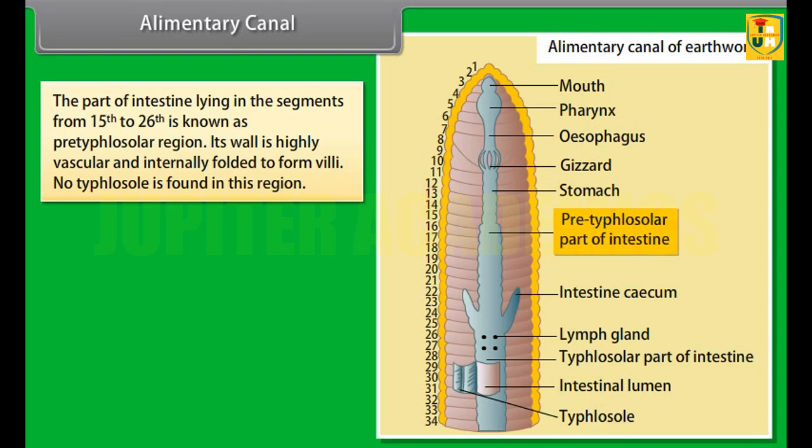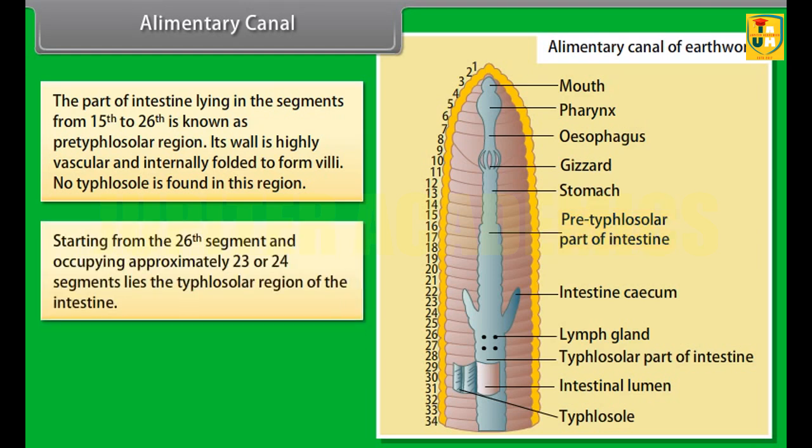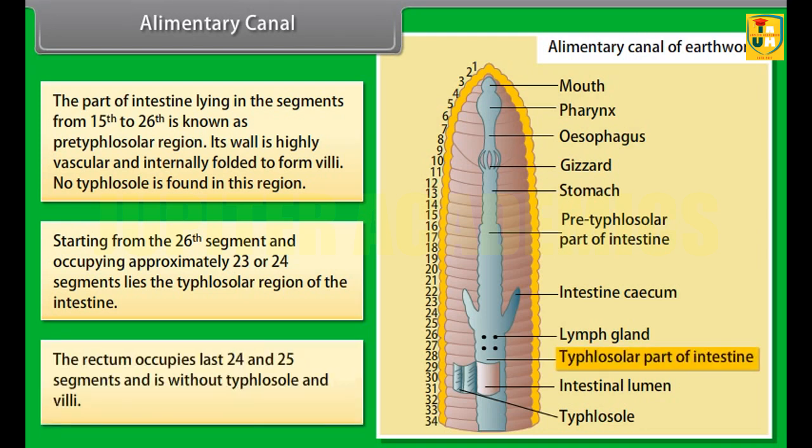Its wall is highly vascular and internally folded to form villi. No typhlosole is found in this region. Starting from the 26th segment and occupying approximately 23 or 24 segments lies the typhlosolar region of the intestine. The rectum occupies the last 24 and 25 segments and is without typhlosole and villi.